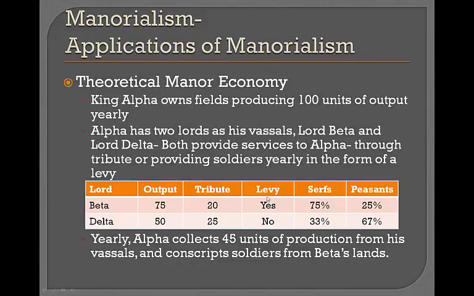And he also has to contribute soldiers to a feudal levy. I didn't talk about this before. Feudal levies were a part of that obligation in many cases. And the way a levy works is that the king talks to the vassal, Beta, and he tells Beta, okay, for every family in your lands, I expect you to contribute one fighting age individual to my armed forces.